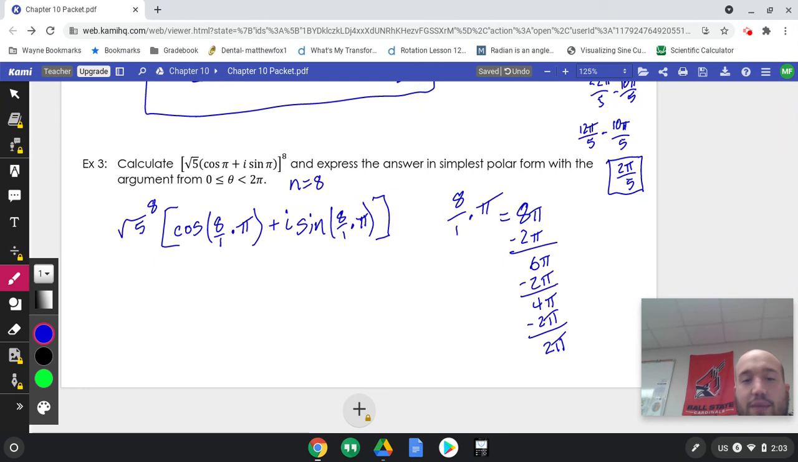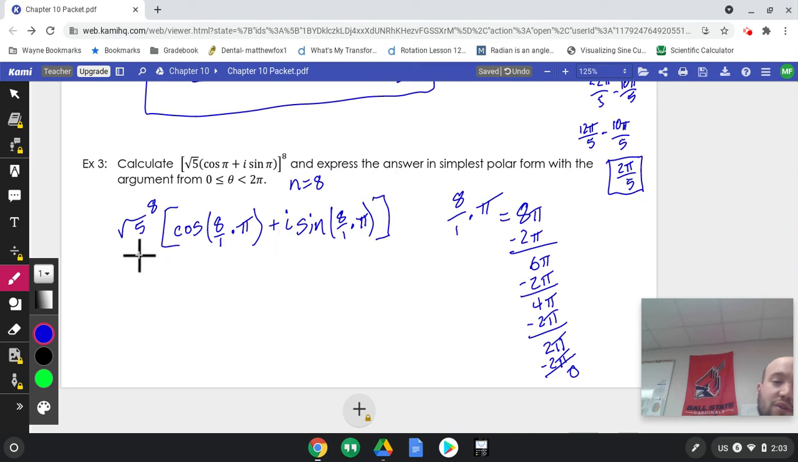Now some of us might be tempted to stop there. But do you see how the equal sign is on the 0? Remember, on our unit circle, we include the 0. We don't include the 2 pi because that's a repeat of 0. So this is actually not far enough. We're going to have to subtract 2 pi again, which leaves us with a theta of 0. Okay, so 0 will be our theta.